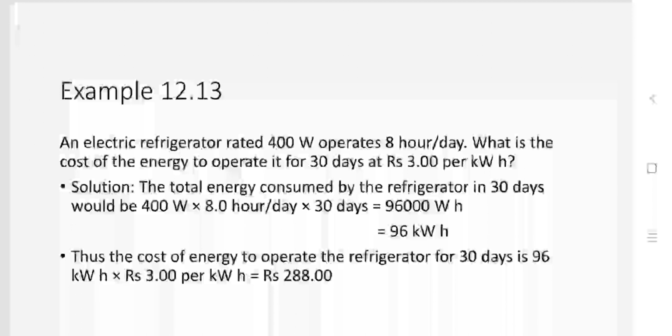Now the cost of energy to operate the refrigerator for 30 days: per kilowatt hour 3 rupees are there. So how many kilowatt hours have we calculated? 96. So 96 kilowatt hour into 3 rupees. So total cost is 288 rupees for 30 days that the refrigerator can be operated.